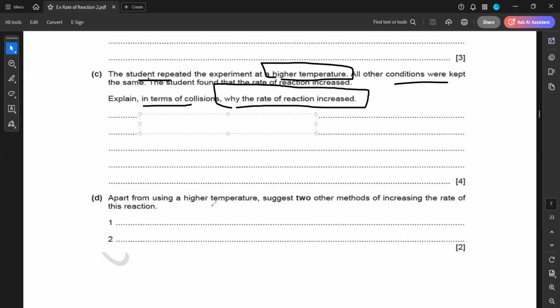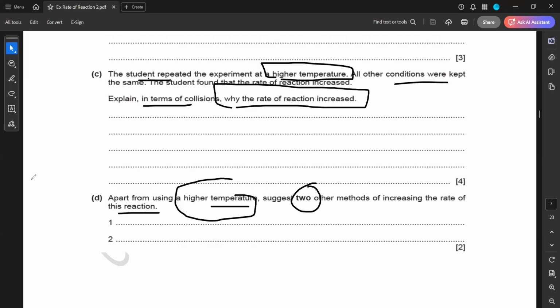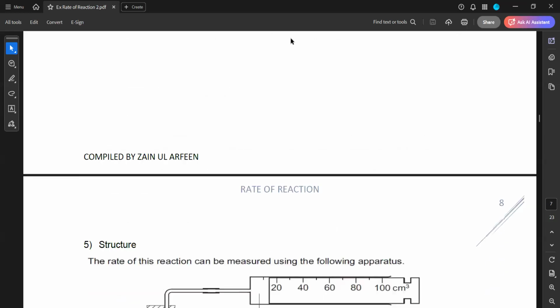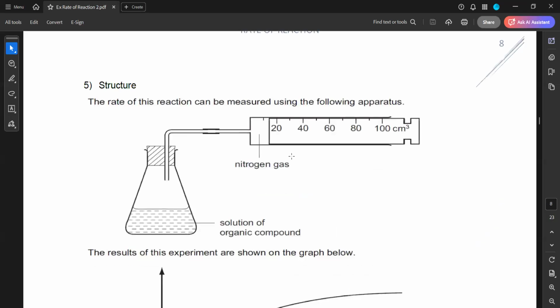Apart from using a high temperature, suggest two other methods of increasing the rate. How can I increase the rate other than temperature? Surface area, volume, concentration, or catalyst. Yeah, good. I can change the concentration. I can use a catalyst. I can increase the surface area. I can use a high concentration of the reactant. Any two we have to write here. Yes, concentration you can also write.